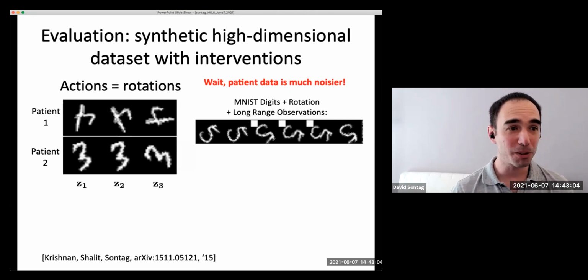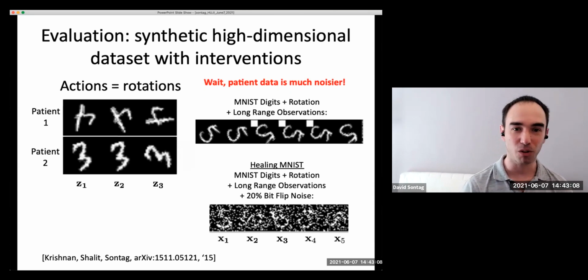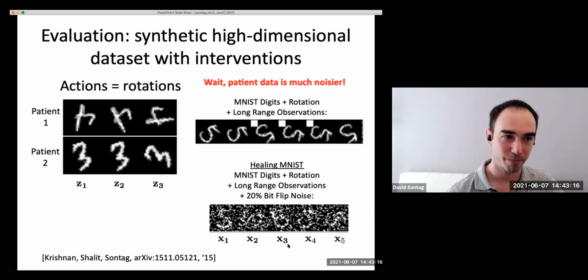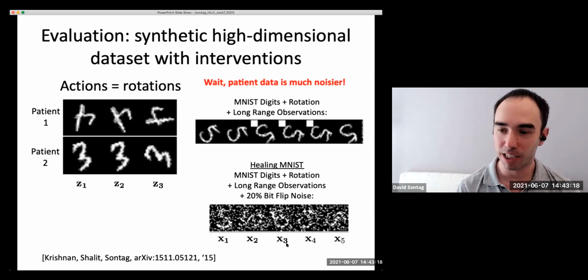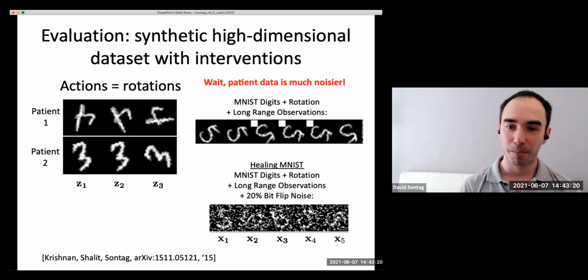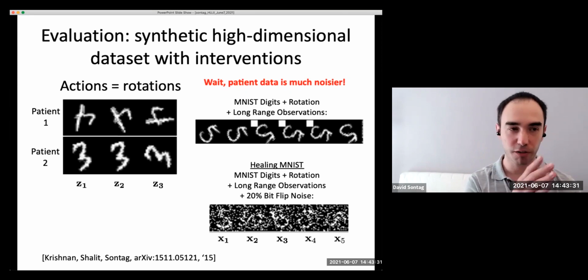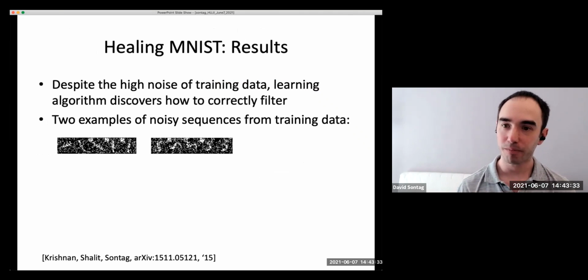We might also not be able to observe the patient state quite so cleanly, so we're going to add a bunch of noise. We're just going to add 20% bit flip noise. And now the actual observed data looks a little bit like what I show on the bottom. Those are the X's. All right, so we have these sequences of X's, comma U's. And what we want to figure out is, can the learning algorithm discover the meaning of these interventions U just from this data?